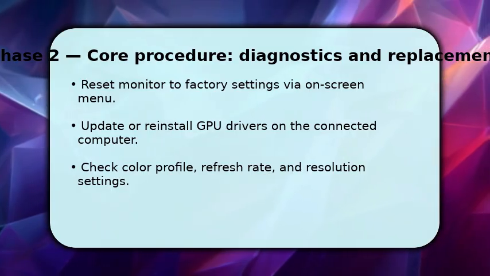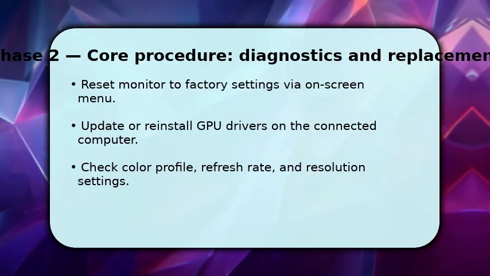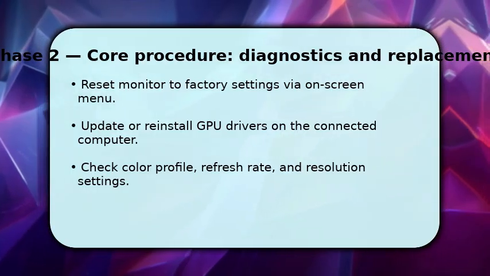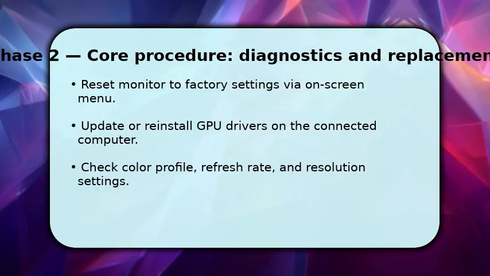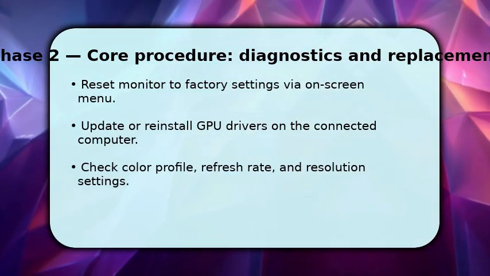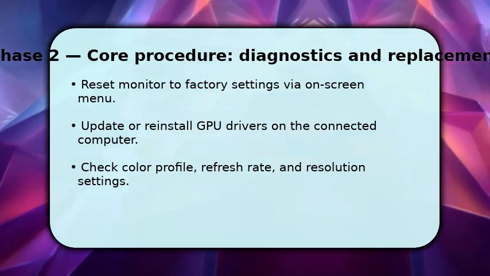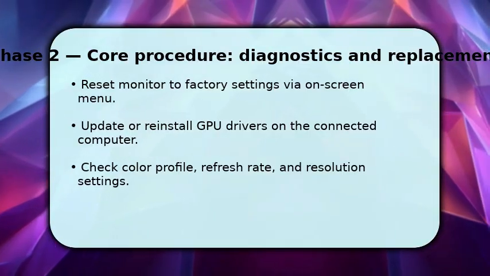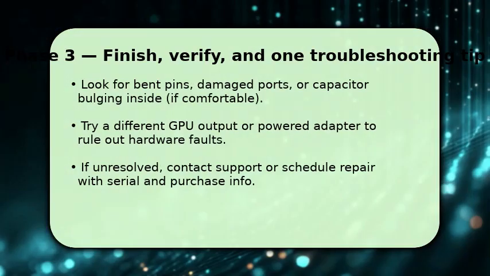Reset the monitor to factory defaults from its on-screen menu to remove any misapplied color presets. Then, on your computer, update or reinstall the graphics driver. Outdated or corrupt drivers can send a bad signal that produces a green tint. Make sure the output resolution and refresh rate match the monitor's specs, and check color profile and cable adapter types. Mismatches here often cause problems. For the final steps, inspect hardware more closely.